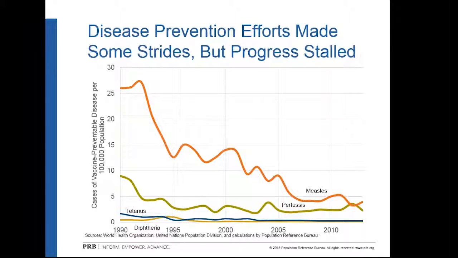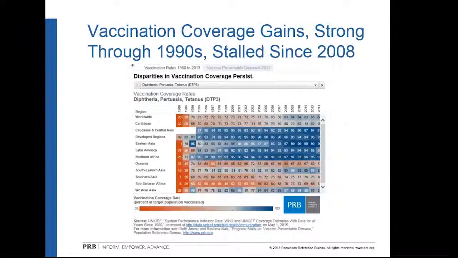Diphtheria and tetanus, which you see toward the bottom of the chart, those rates are much lower, but their case fatality rate is substantially higher than for measles or pertussis. And last, but certainly not least, pertussis, the plateau is even more important. The rate has hovered at about the same level since the mid-1990s. An important reason for this stall in the rates is that vaccination coverage appears to have stalled as well.